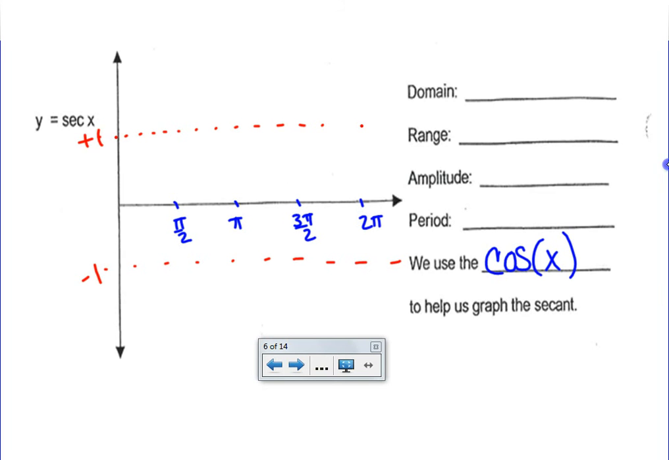Where did cosine start? It started up here at 1. Very good. Now remember, cosine is like the ghost graph. We're not really going to graph him.